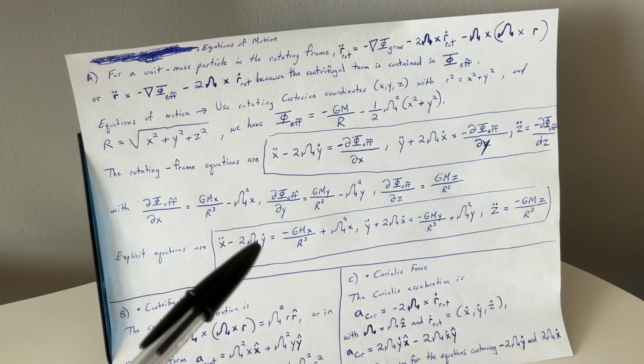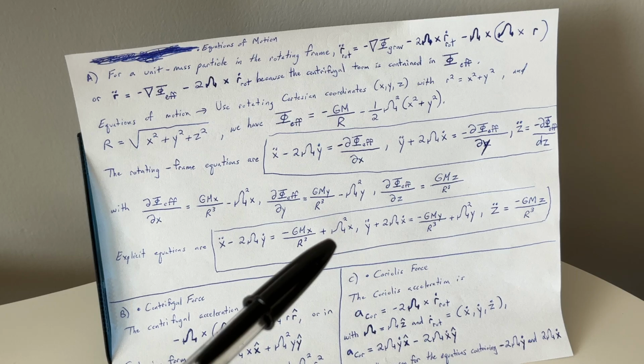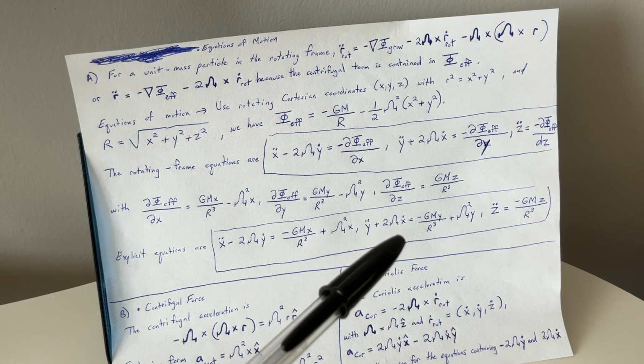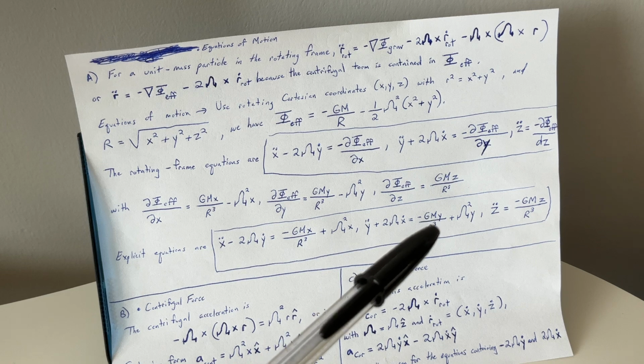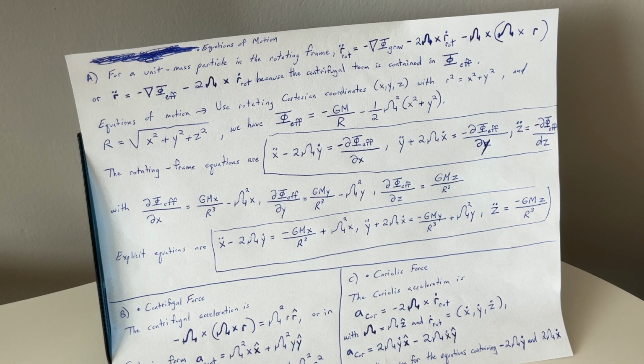So our explicit equations are going to be as follows. X double dot minus 2 omega y dot equals negative GMx over R cubed plus omega squared x. Y double dot plus 2 omega x dot equals negative GMy over R cubed plus omega squared y. And z double dot equals negative GMz over R cubed.